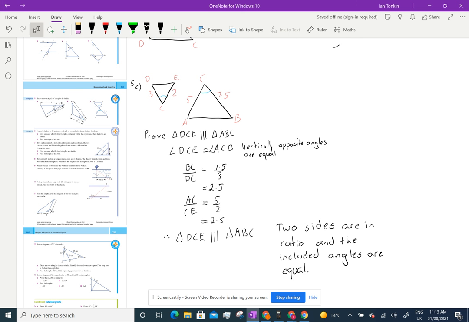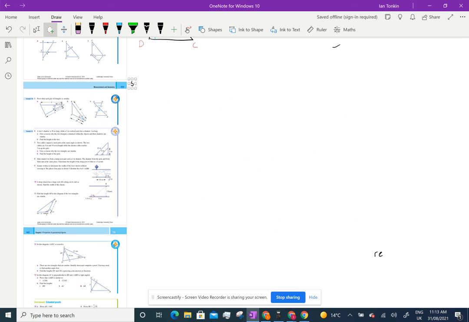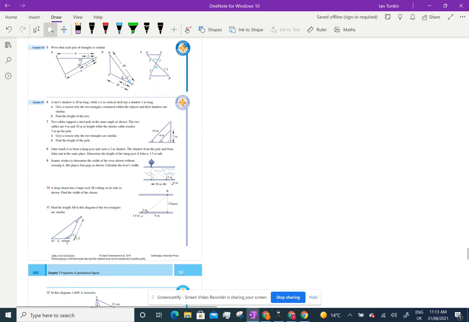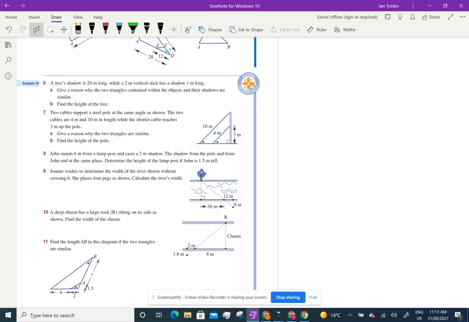I want you to have a go at 6 and 9 before I do them. So 6 and 9. Now 9 is used commonly in working out how far a river is, right? And 6 is how we work out the height of trees and distances between planets and all sorts of different things. So here you have a go at 6. If you need help, come back and watch this.